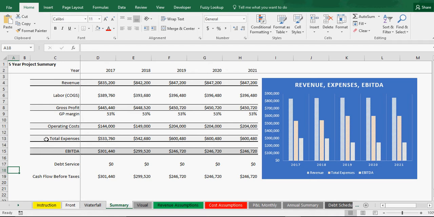Then I've got a summary of the project. You've got your revenue by year, cost of goods sold. Cost of goods sold I've defined as basically labor, because your cost of services is your labor directly. Same as if you were selling sandwiches at McDonald's, your cost of sales is going to be your food. Gross profit, then the operating costs. After that, you've got your total expenses, which is operating costs and your cost of goods sold. Then if you take your revenue less the expenses, you've got EBITDA. Then you've got debt service. Right now it's zero, so then you've got cash flow before taxes. I've got a nice chart here to show all of that on an annual basis.